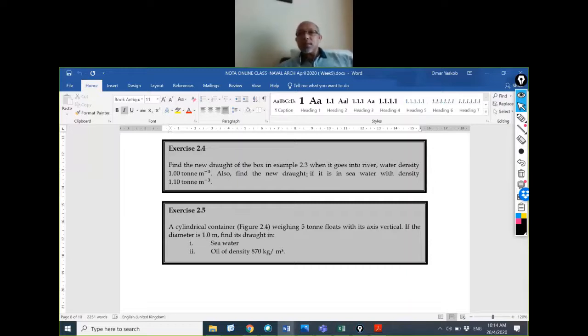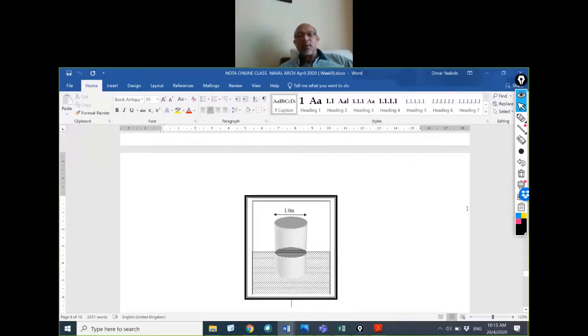Why will the draft change? Because the displaced volume needs to be more or less depending on the density, because the weight of the displaced water needs to be the same as the weight of the ship. So if the same-weight ship goes into a different water density, it needs to change its draft. Okay, 2.5 is just a cylinder, which is a bit different.